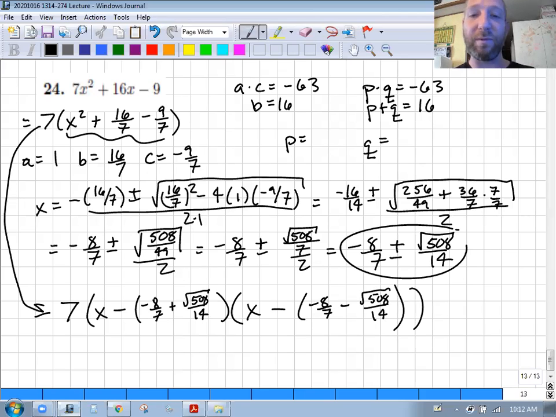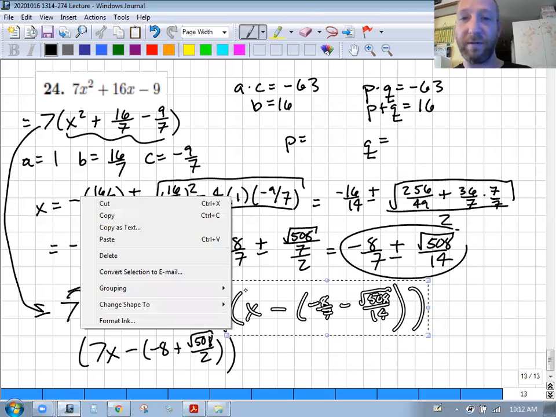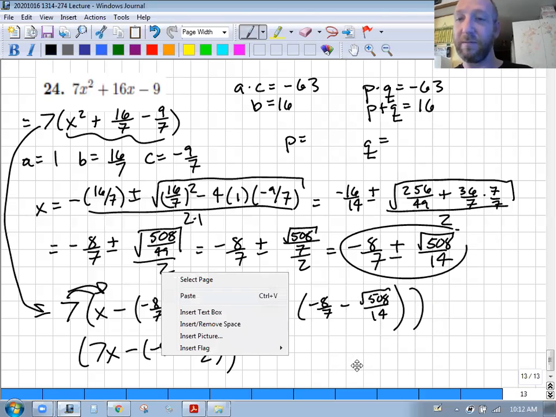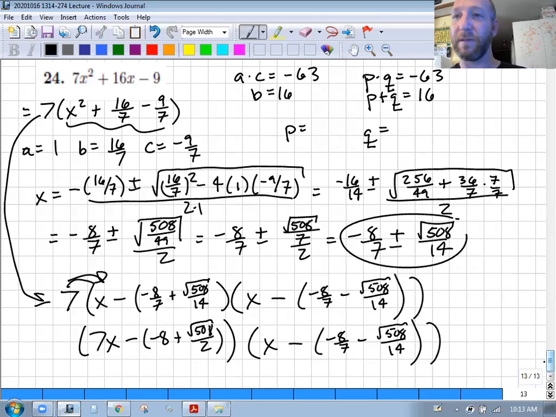Now, if we multiply this 7 through, we can only multiply it through on one of them, right? If we multiplied that in, we would have 7x minus negative 8 plus the square root of 508 over 2. We brought that 7 in, right? This one's still going to look the same, though. So that's a factorization using the quadratic formula, right? We can always force it to factor. Okay? So yeah, this guy didn't work.